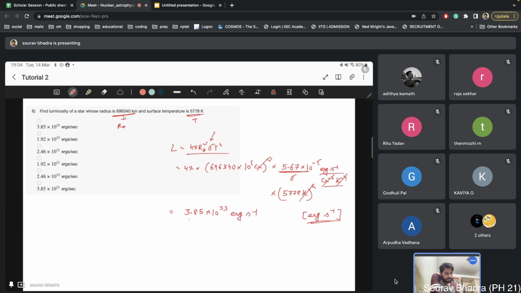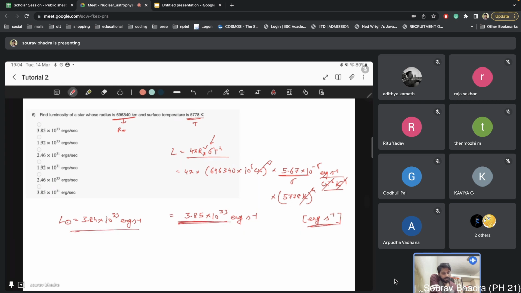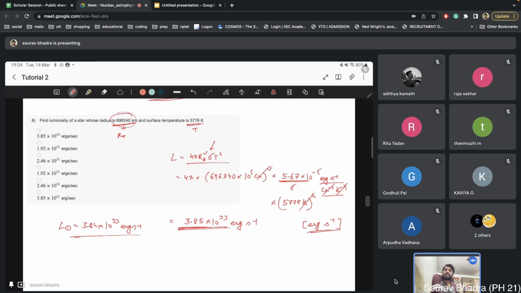And actually the measured solar luminosity is 3.84 times 10 to the power 33. So you can see this is similar, because this radius is actually the sun's radius, approximately 7 lakh kilometer, and I told you that the sun's temperature is 5800 Kelvin. So actually this star is the sun. That's why you are getting the same luminosity as the sun. So this was 3.85 times 10 to the power 33, I think the right answer.